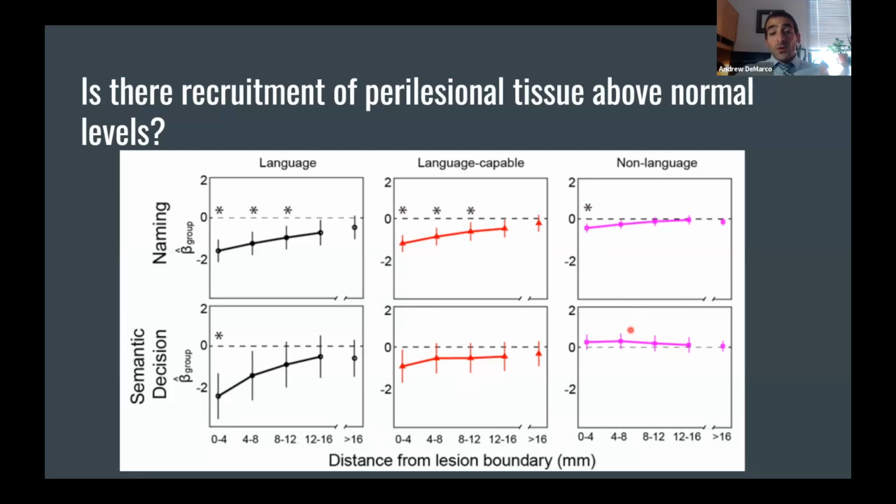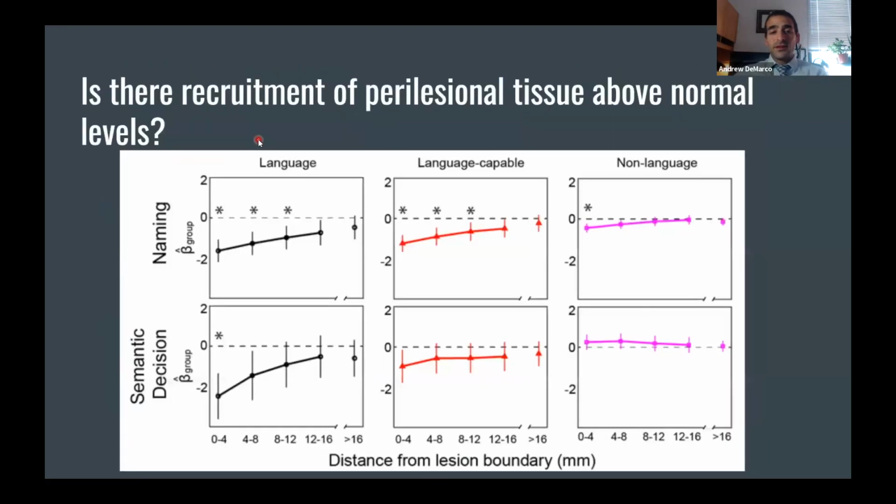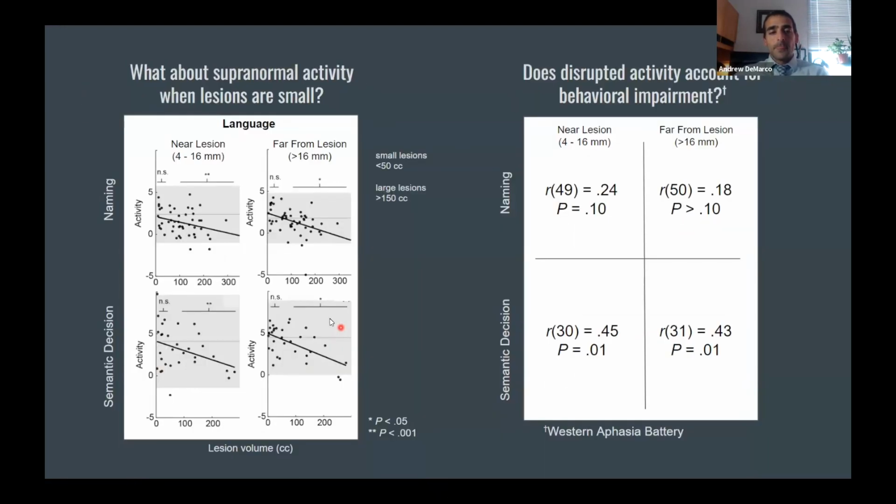Okay, so maybe the big lesions are messing up this relationship? If we look at just small lesions, can we find increased recruitment relative to controls? So here on the left side of this slide, the top row is naming task results and the bottom row is semantic decision task results. And now we're focusing on just the language tissue. So if we go back one, it's just this left side column. And here we're showing every individual patient as a dot. The gray outline is the healthy control range, and this left column is showing the results near the lesion.